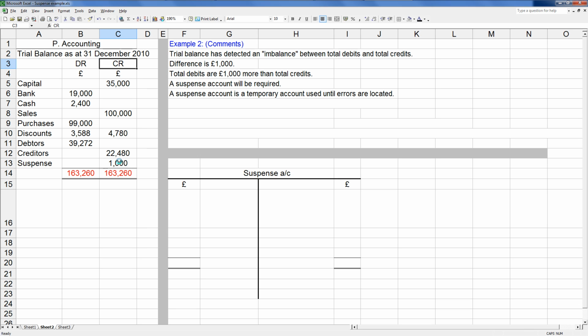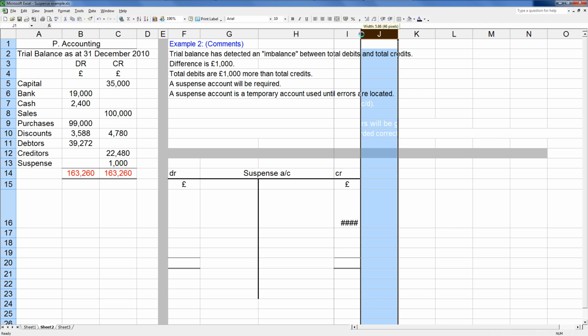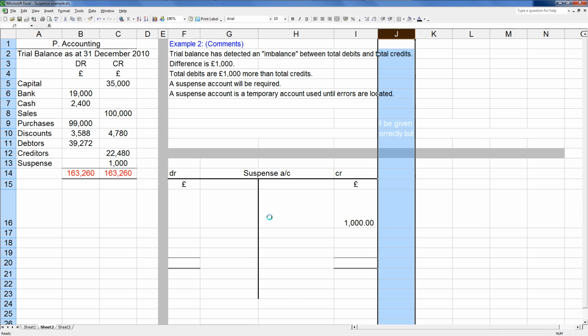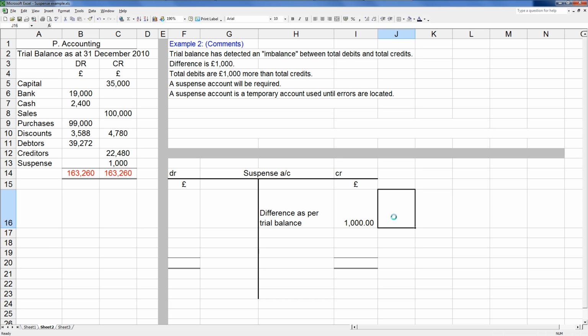So £1,000 will go into the credit side, and that is called by the special name "difference as per trial balance". For ease you can use "difference", but "difference as per the trial balance" is typically the phrase we use when we create the ledger. There's no double entry taking place at that point. If you put £1,000 in the credit column of the trial balance, calling it suspense, that's the side that is created in the ledger account. So we now have the suspense account in motion.